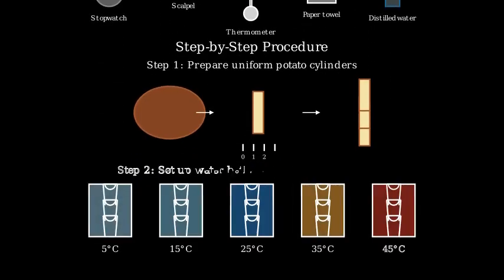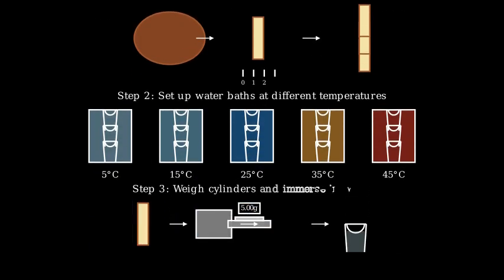Next, we'll set up our 5 water baths at the different temperatures: 5, 15, 25, 35, and 45 degrees Celsius. We'll pour 50 milliliters of distilled water into 15 beakers, 3 for each temperature, and place them in the appropriate water baths to equilibrate. For each cylinder, we'll gently blot it dry with paper towel, measure and record its initial mass, and place it in a beaker of distilled water at the assigned temperature. We'll have 3 cylinders for each temperature as repeats.